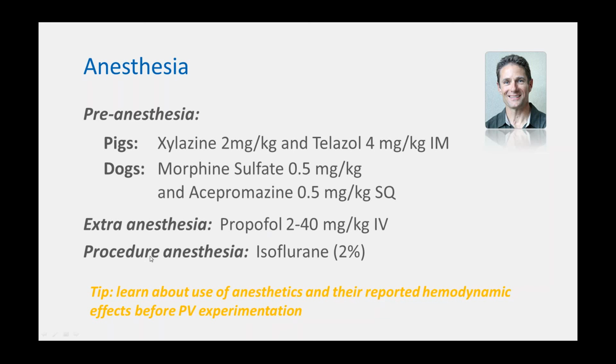And then finally, during the procedure, we always use isoflurane. And isoflurane has some issues like all anesthetics do. We like it because you can control it so well. We're always around 2%, but if heart rates are starting to rise, we can increase a little bit. If heart rates are falling, we can decrease a little bit. We have so much more control over any other kind of anesthetic out there.